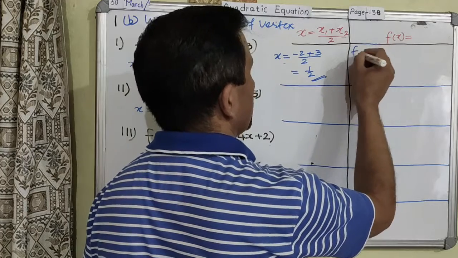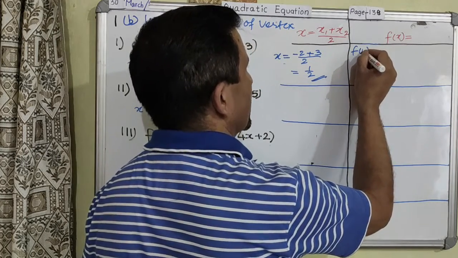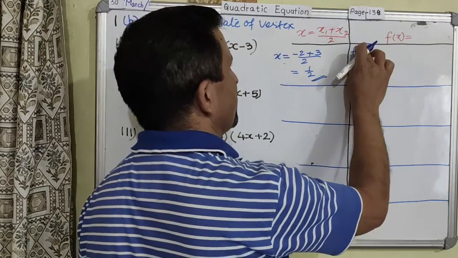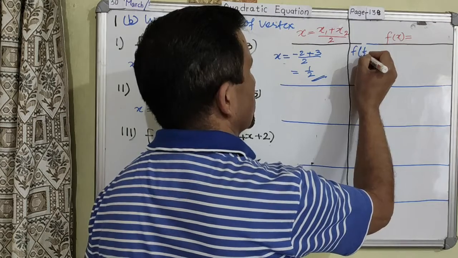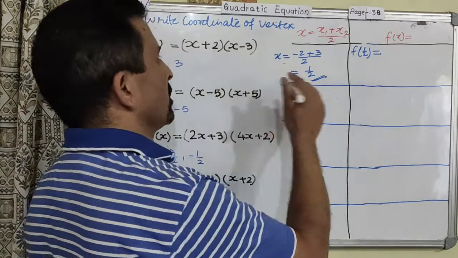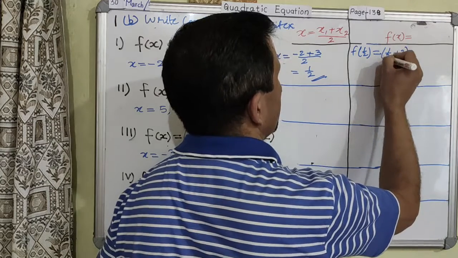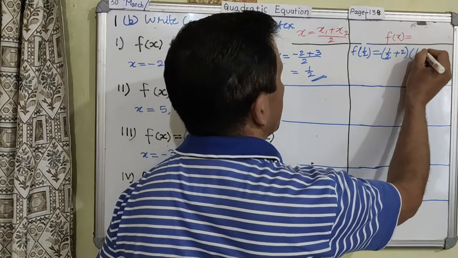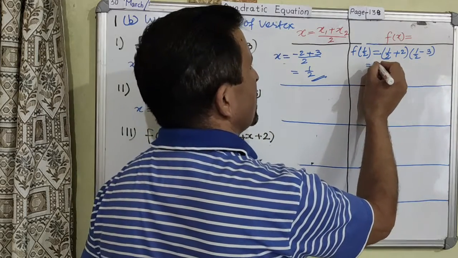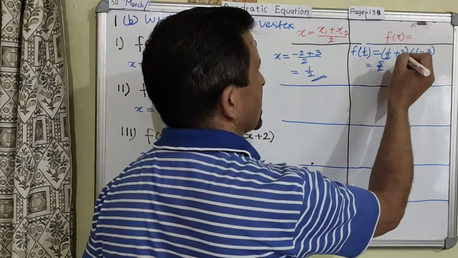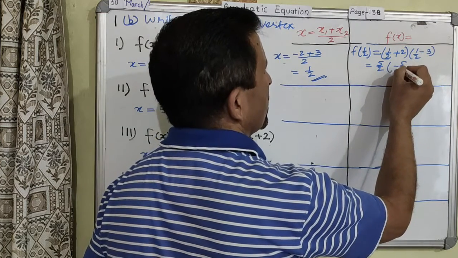So this y is f at half. What is the value of x calculated here? The value of x calculated here is half. So we will put the value of x as equal to half and then use this equation. So half plus 2 and half minus 3. Is this okay? This becomes 5 over 2. You can see the calculation how. And this is into minus 5 over 2.